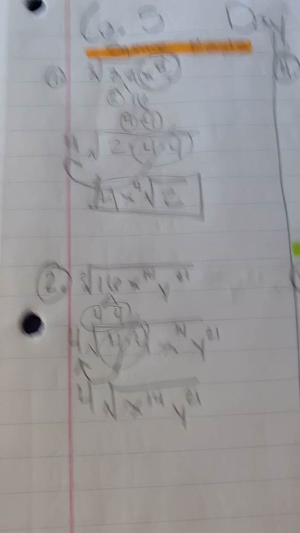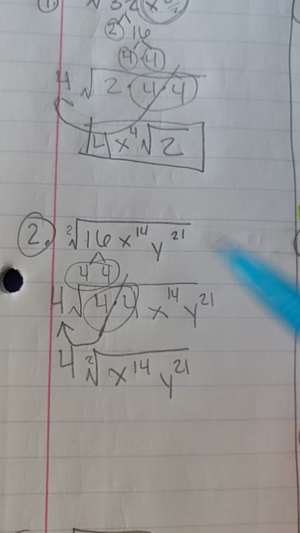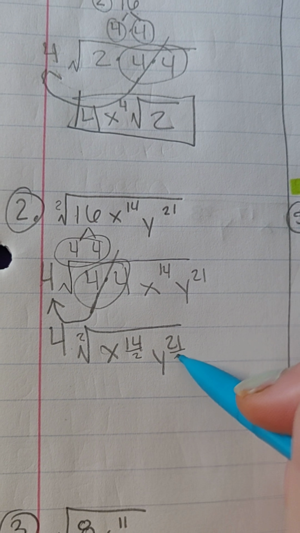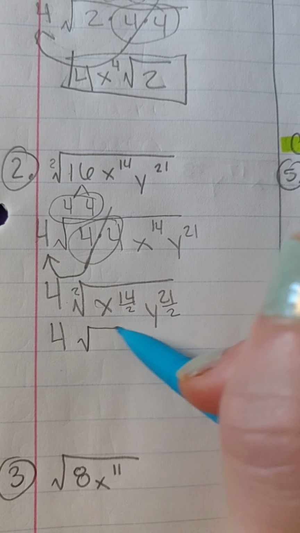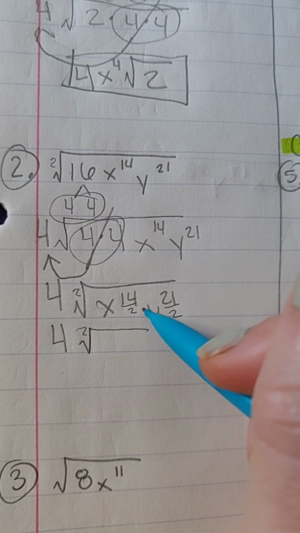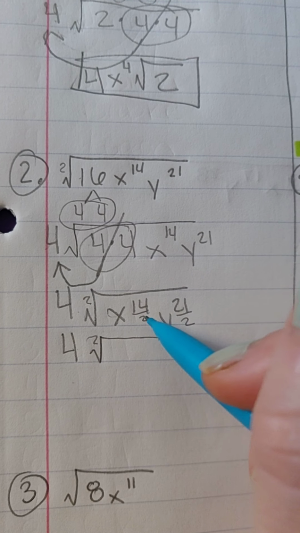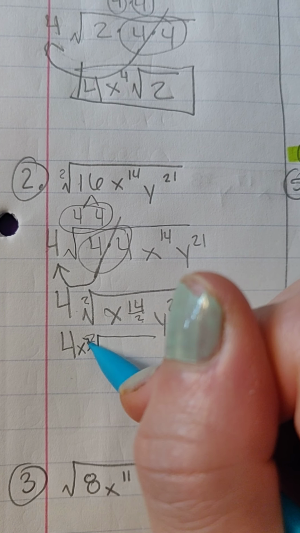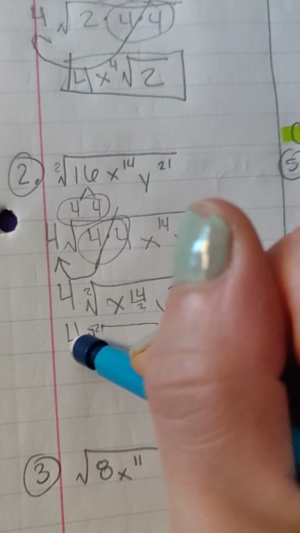Ooh, this one's a little bit different, and that's okay. So here, since there's that invisible 2 sitting out on the ledge here, I can do 14 divided by 2, 21 divided by 2, and I've got my 4 stays the same, square root, I've got my little invisible 2 there, x to the 14th power divided by 2. 14 divided by 2 is 7, so now I have x to the 7th power, and I need to leave myself a little bit more room.